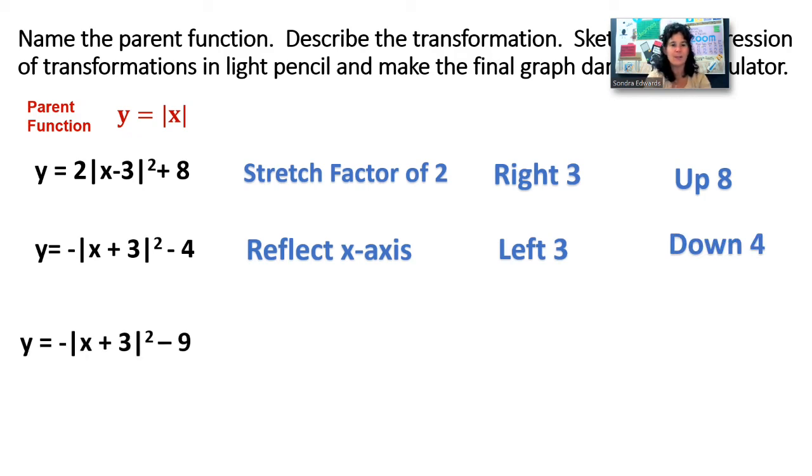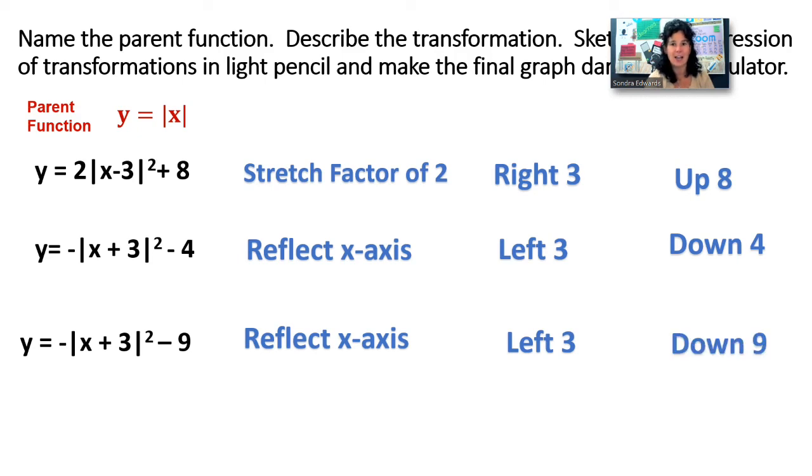Here's another one. We do not have any stretches or compressions, no multiplying by a number greater than 1 or between 0 and 1, but we do have a reflection, the -1 in front of the absolute value here. That is going to make us reflect across the x-axis, and then the +3 inside of grouping symbols is left 3. The -9 outside of grouping symbols is down 9.